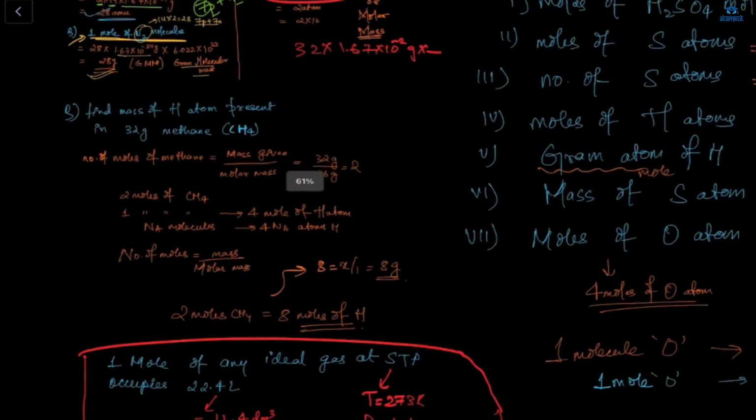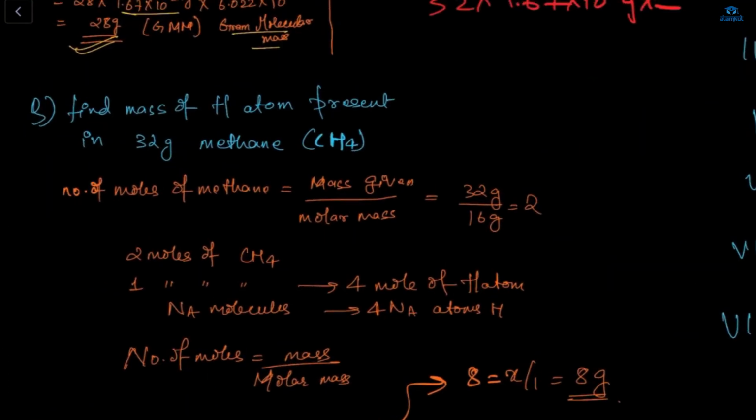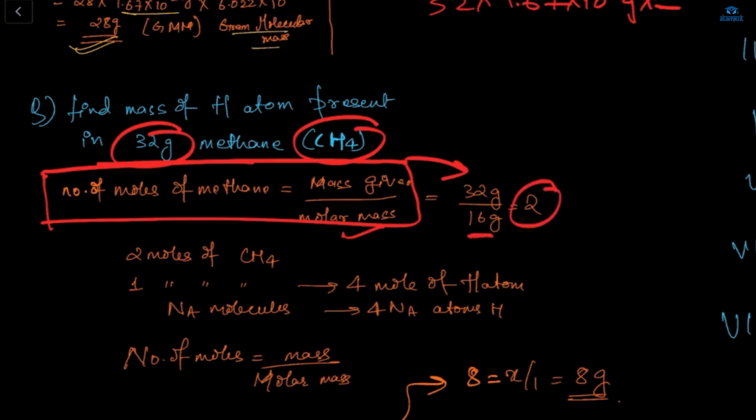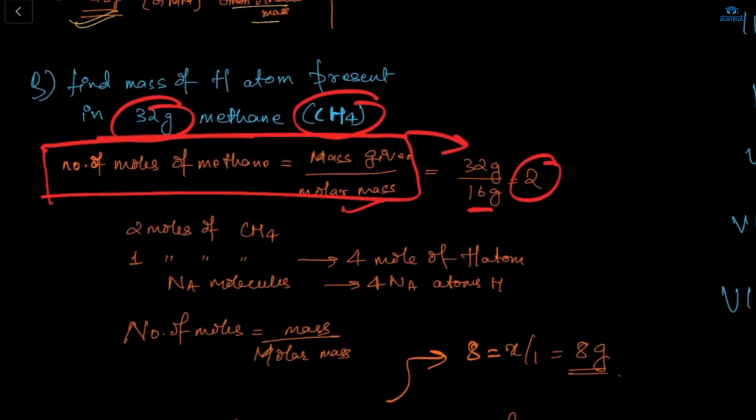Next. So the question is: find the mass of H atoms present in 32 grams of methane. First of all, we will apply the same formula which we have already discussed: number of moles equals mass given upon the molar mass. How much mass is given here? 32 is the mass, and the molar mass of methane is 16. So the answer will be 2 moles. So here 2 moles of methane are given. So we have to find for 1 mole.